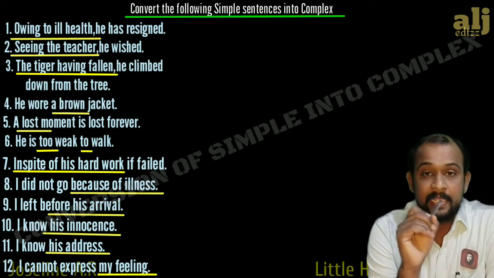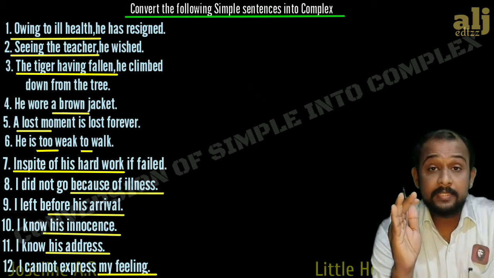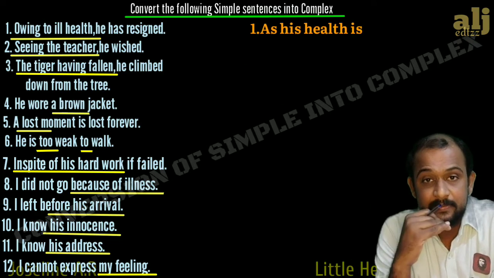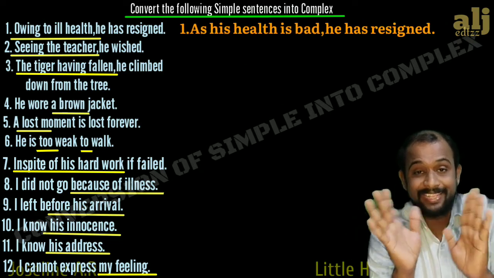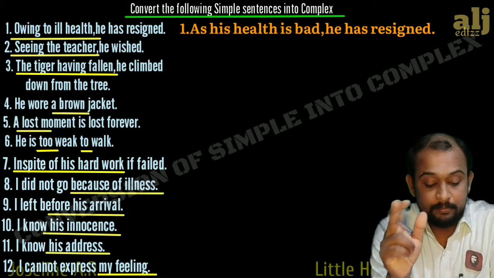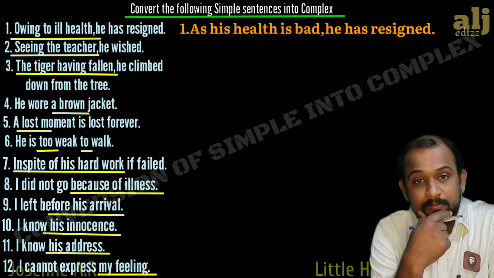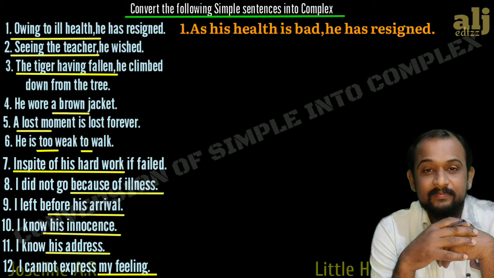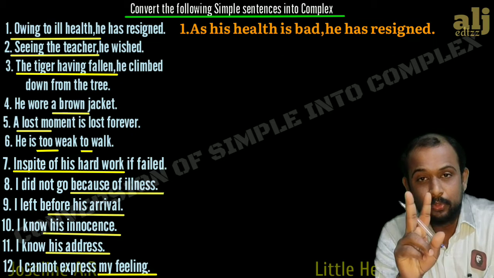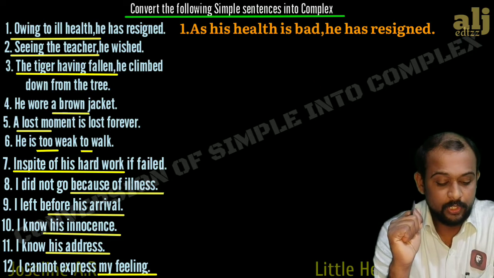Alright? See, he has resigned is the main clause. You don't make any changes in that. See, as his health is bad, he has resigned. He has resigned is in the present perfect tense, so you are not supposed to make changes in the tenses. It should be present tense. See, as his health is bad. This is a subclause because we have the subordinator as. Okay, we have two clauses and one is a subclause because it is introduced by a subordinator. Got it?